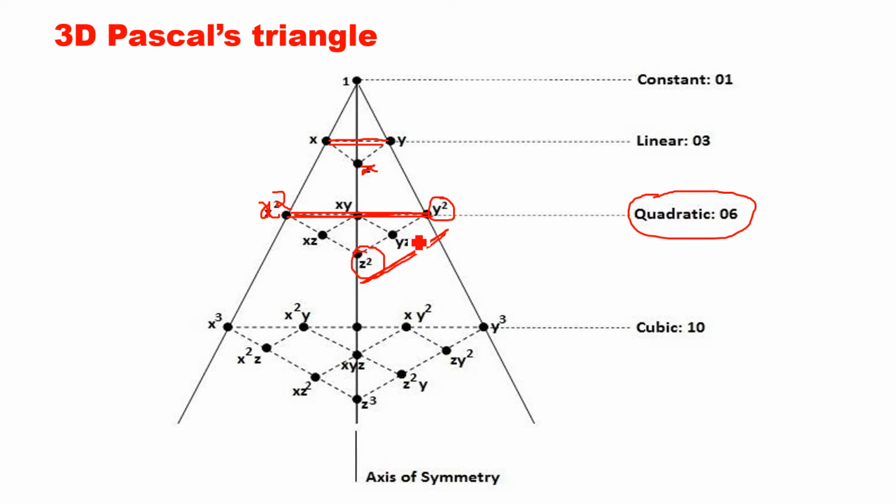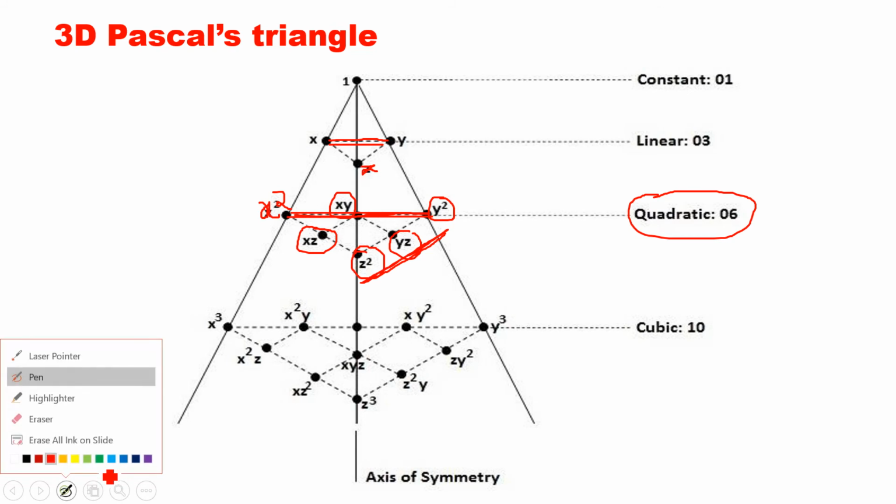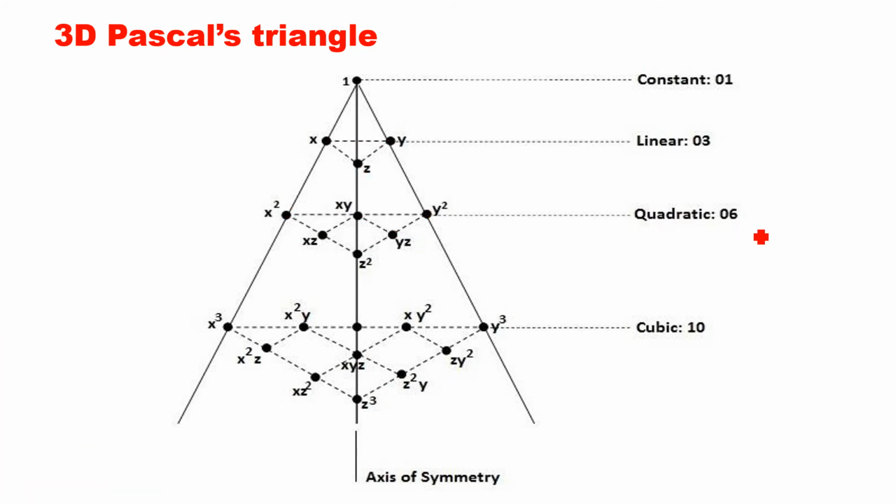So between these two is yz, like here it is xy, right? And if you look at the combination of x square and z square, the middle term will be xz. So like this you can remember the 3D Pascal triangle. The third part of this 3D is the quadratic term, which represents the 6 elements.